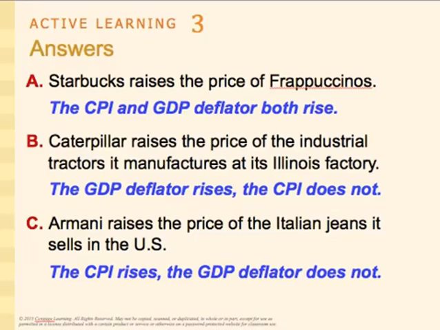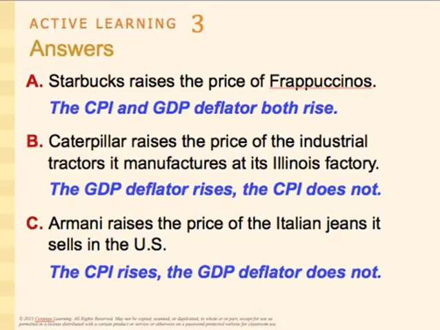Part B, since the tractors are produced here in the U.S., the price increase causes GDP deflator to rise. However, industrial tractors are a capital good and not a consumer good, so CPI is unaffected. It's a capital, not consumer. Part C, Italian jeans appear in the U.S. consumer's shopping basket, and hence an increase in their price caused CPI to rise. However, the GDP deflator is unchanged because it only includes prices of domestically produced goods and excludes the prices of imports.